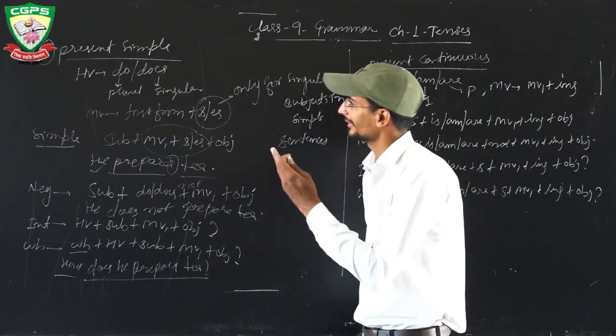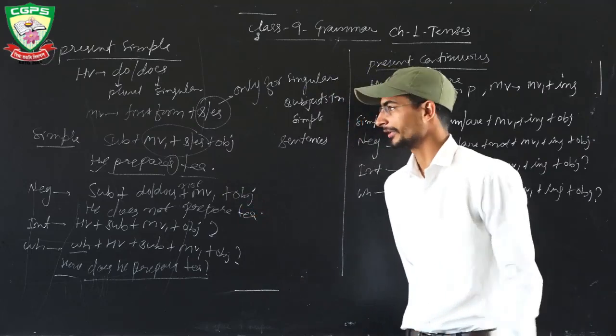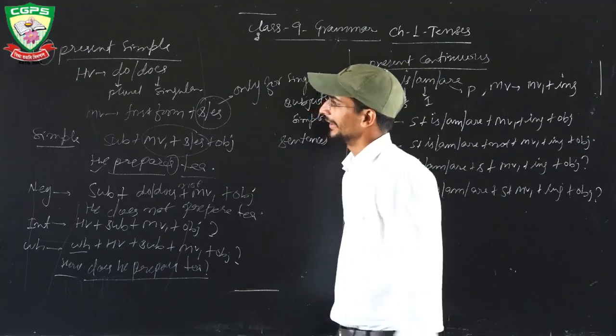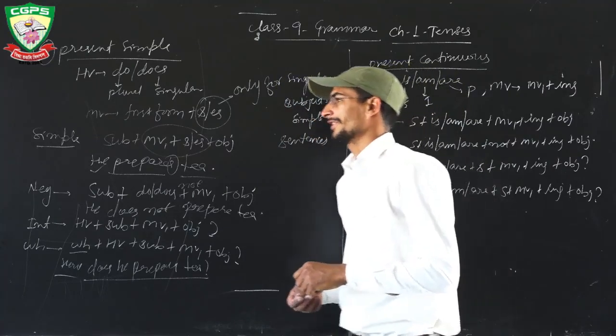So these are the present simple tense. What is the structure of present simple tense? What is the type of sentence? How are main verb first form plus s and helping verb used? That was present simple. Now the present continuous tense.